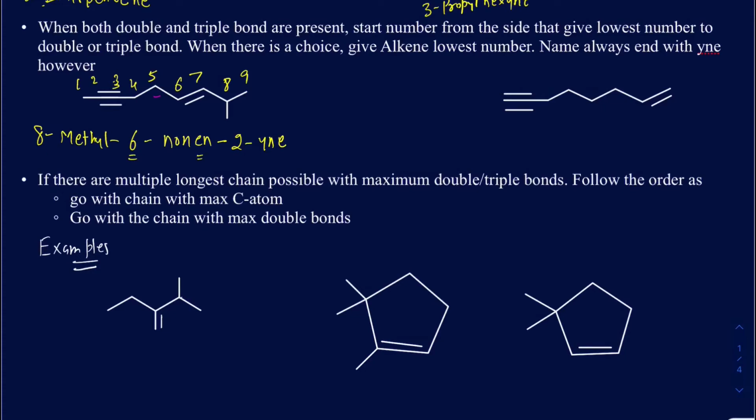Well, what if there is a tie? Like it doesn't really make a difference whether you count from one side or the other side. Your double bond and triple bond gets the same position or the same number. In that case, your double bond gets the priority. So in this case, whether you count it from the left or to the right, your triple bond gets the first position, your double bond gets the first position. So in that case, I want to have your double bond gets the priority.